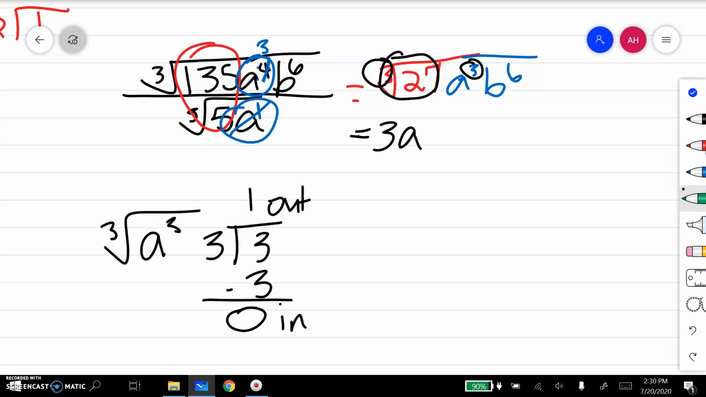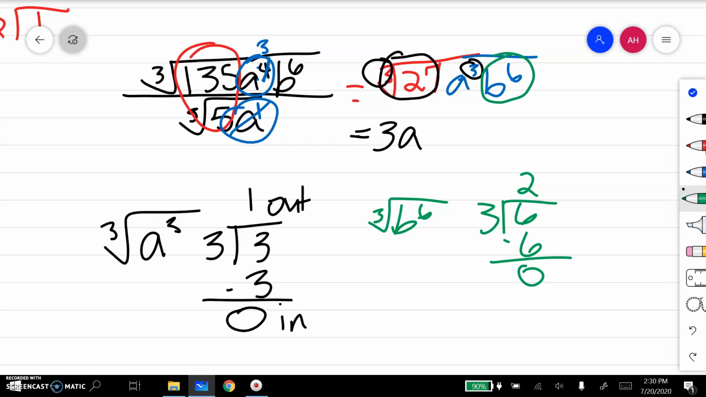Next, we're going to look at this b to the 6th. So I've got the cube root of b to the 6th. And I'm going to take the power and divide it by the root. So 3 goes into 6 2 times with none left. That tells me that 2 come out and there's still none left inside. So we have b squared there, and there's nothing left in the radical. And so your final answer is just 3ab squared.